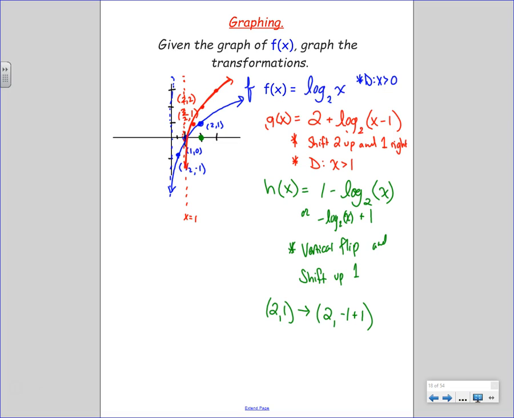You could take another of the representative points, 1, 0, and do the same thing. But what happens when you multiply 0 by a negative? It's just 0. That's not very exciting. So negative times 0 plus 1. Well, flip it, it doesn't go anywhere, and then up 1, well now it's here.